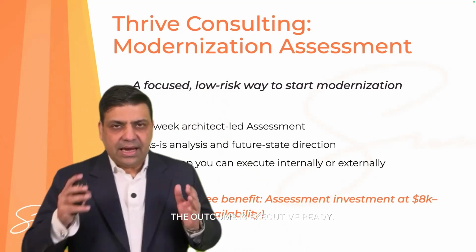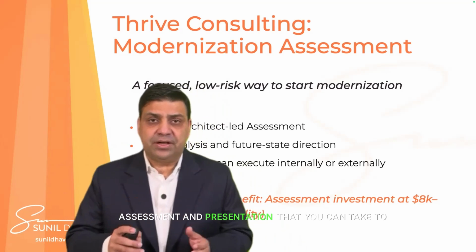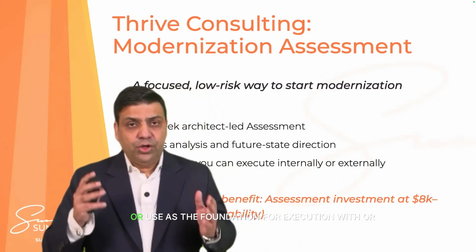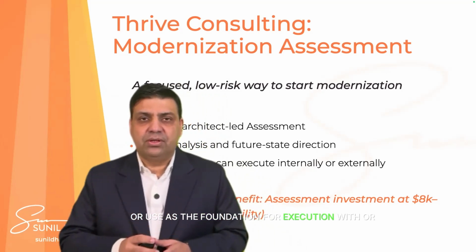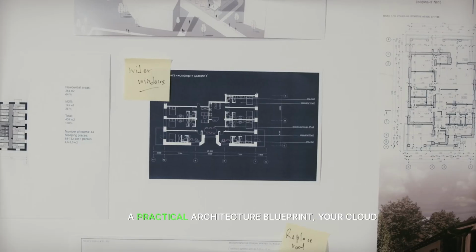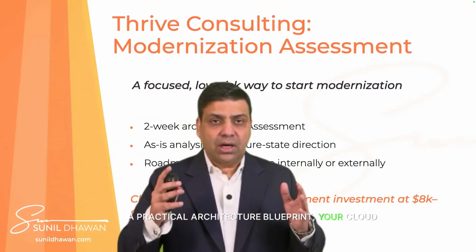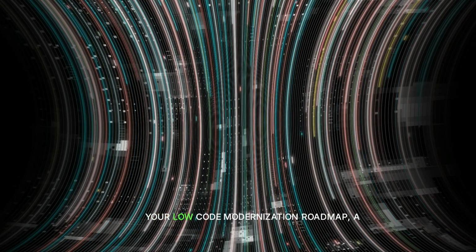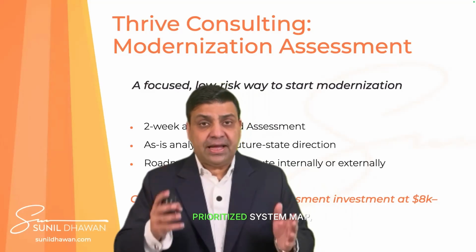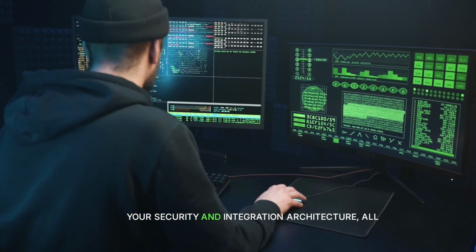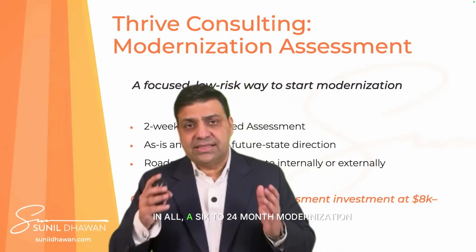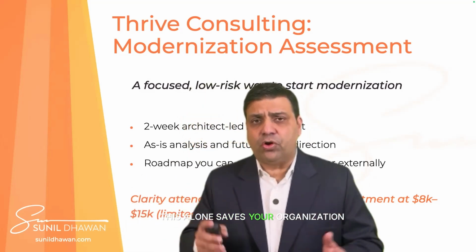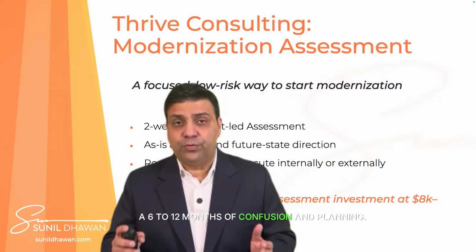The outcome is an executive ready assessment and presentation that you can take to your internal teams, share with your vendors, or use as the foundation for execution with or without us. A practical architecture blueprint, your cloud and hybrid strategy, your AI adoption roadmap, your low code modernization roadmap, a prioritized system map, your security and integration architecture. All in all, a 6 to 24-month modernization sequence. This alone saves your organization 6 to 12 months of confusion and planning.